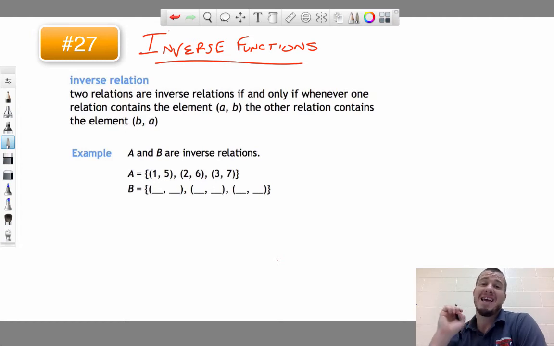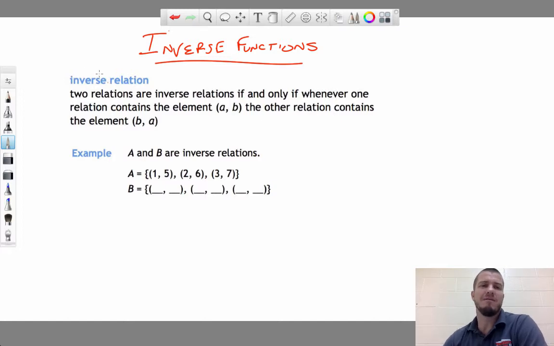So next is inverse functions. And this is the definition of an inverse relation. Two relations are inverse relations if and only if whenever one relation contains element AB, the other relation contains element BA. Basically, what happens is the x's switch with the y's, and that's your inverse. And then for it to be a function, you can't have any repeating x values, or it has to pass the vertical line test. Same thing we did before.